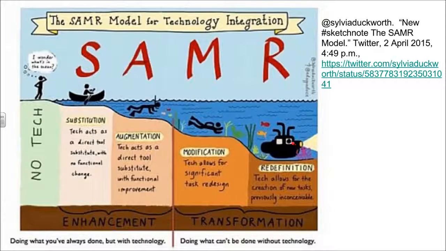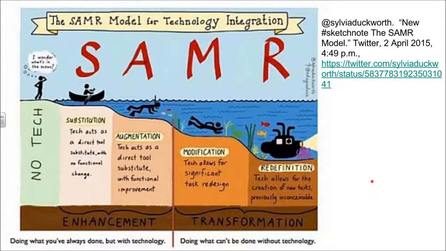And then finally, on the right side, we have redefinition. This is where you completely reinvent something that would have been inconceivable without technology. In this case, we have a deep sea rover that can go down thousands of feet to depths in the ocean that would crush a normal person. Hopefully the technology will not be crushing for you.